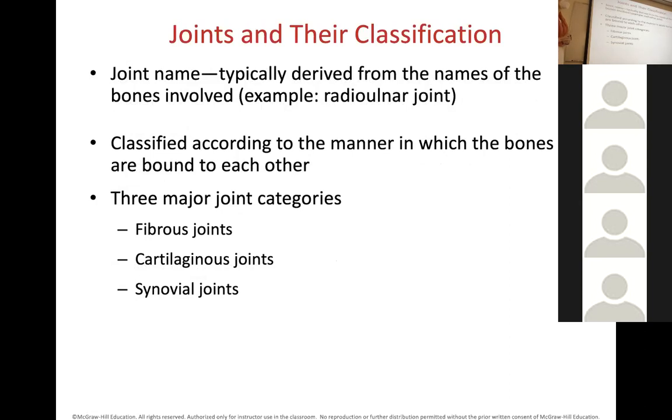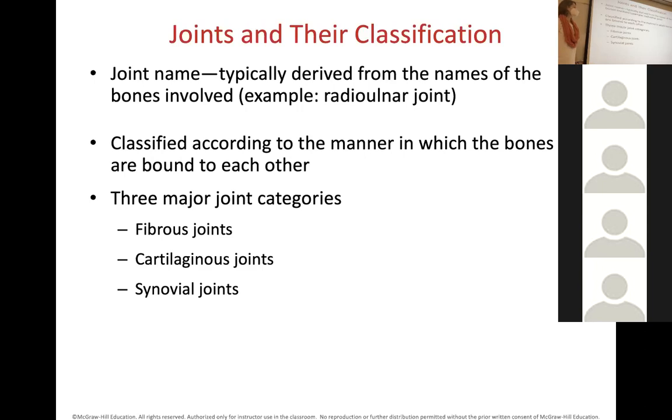When we talk about a joint name, we're only going to focus on a few, but in general, joints are named based on the bones that are involved, the bones that come together. So for example, in your forearm, you have the radio-ulnar joint. That means the radius and the ulna. The radius and the ulna join together near your elbow as well as near your wrist. So that's the radio-ulnar joint. So you should be able to pick out what bones the joint is between just based on the joint name.